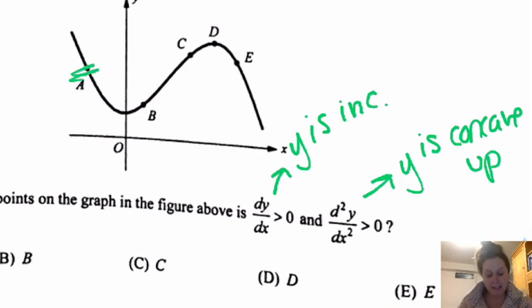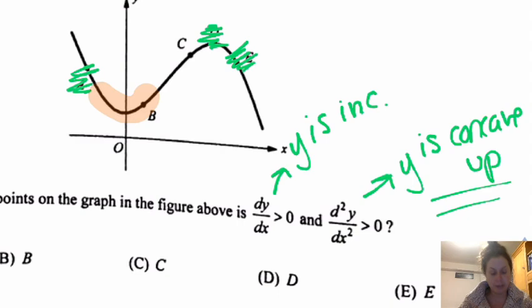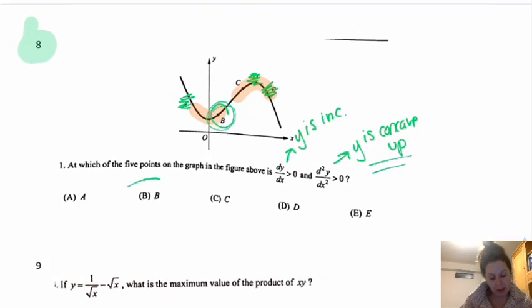So let's think about where this is increasing and concave up. At A, it's decreasing, not that. At B, it's increasing. At C, it's increasing. At D, it's flat. At E, it's flat. So it's got to be B or C. So then from there, which of those is concave up? Well, let's look at the curvature. Down here, there's our curvature. Up here, there's our curvature. B is the one where it's concave up like a cup. So my answer would be B.